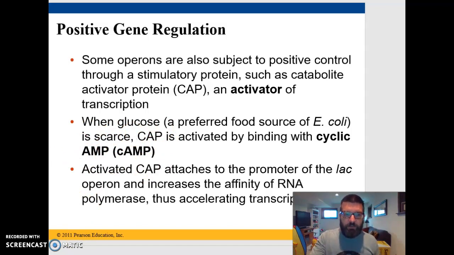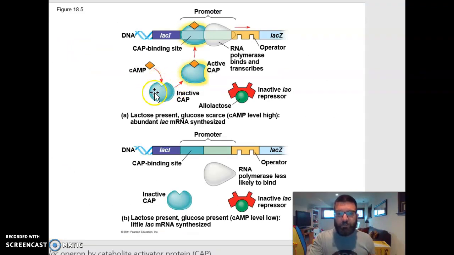Well, cyclic AMP, if we look at here, binds to what's called an activator. Again, this is positive gene regulation. And that activator then takes on a different shape, a shape that is able to bind to the promoter, and it doesn't inhibit like the repressor. It helps RNA polymerase bind to the promoter, right? So it causes you to make even more of these gene products. So when lactose is present, we've inactivated this repressor, so we can access this operon. And when glucose is scarce, we also have this activator that promotes transcription. And so we're going to make lots and lots and lots of these gene products within this operon.